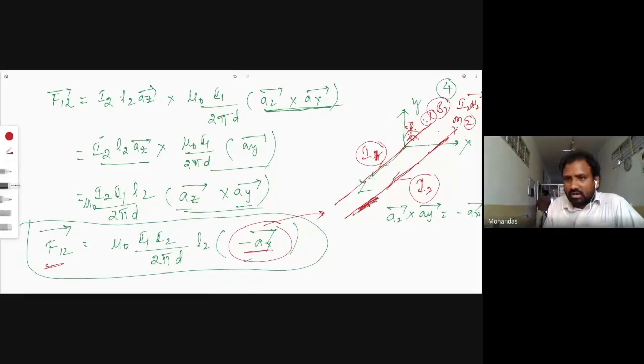Yeah, positive AX means negative AX means obviously in this direction. So this is the negative x-axis, minus. That means this conductor is trying to move in this fashion. Now this conductor is moving in this direction. This conductor is moving in this direction, right?